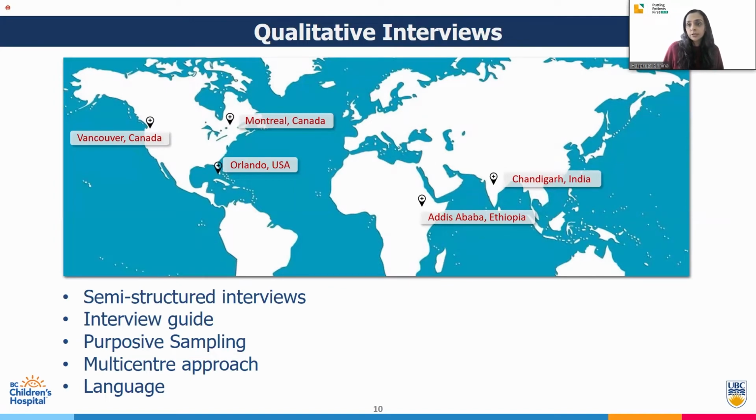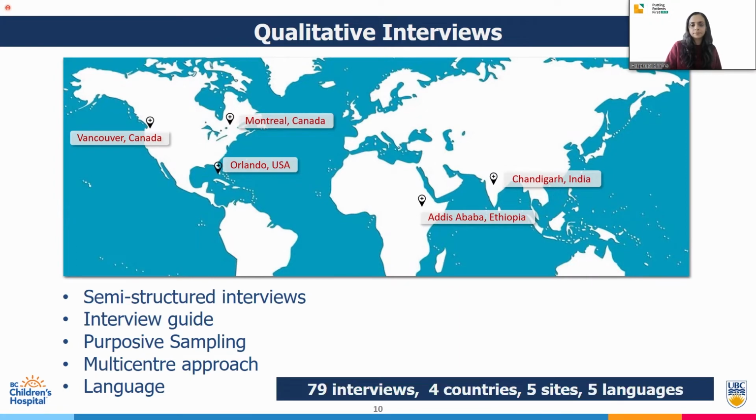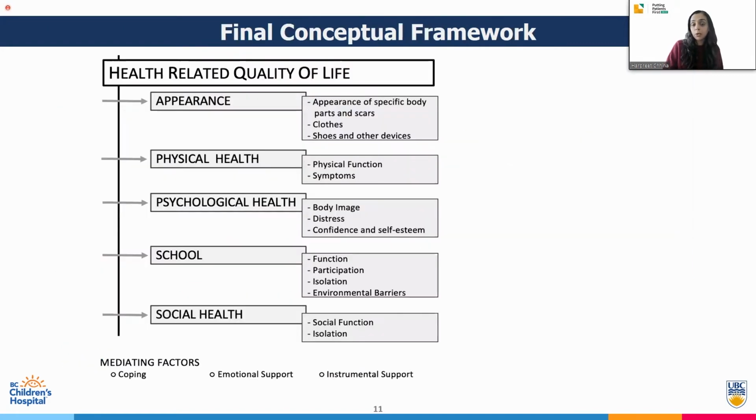For these interviews, our aim was to have a heterogeneous sample of patients from different countries so that we have children that differ by the type of deformity itself, the type of treatment, their stage of treatment, their gender, and their country of residence. And a multi-center approach was really helpful for us to ensure that heterogeneity in our sample. We conducted 79 interviews in 4 different countries, 5 different sites, and in 5 different languages.